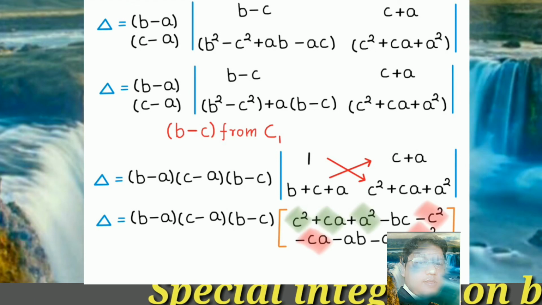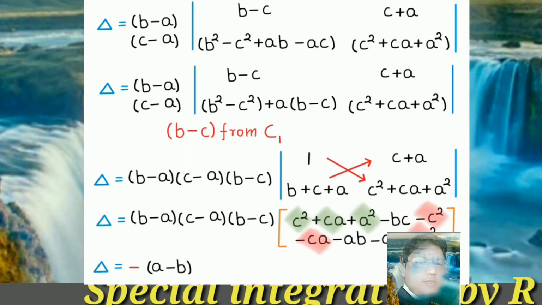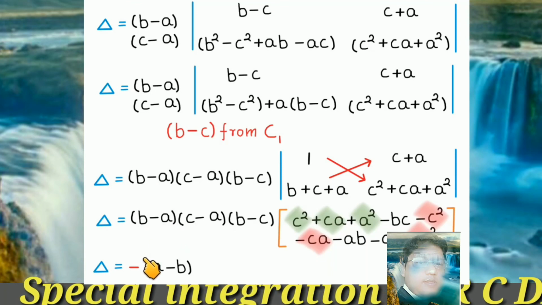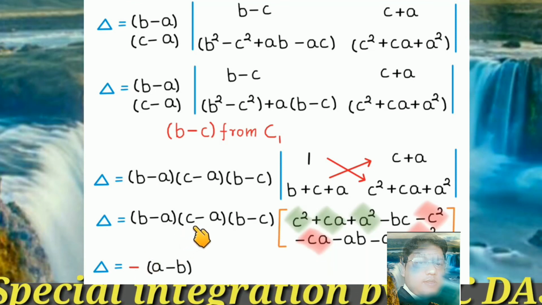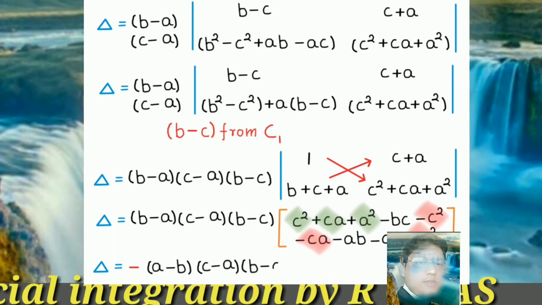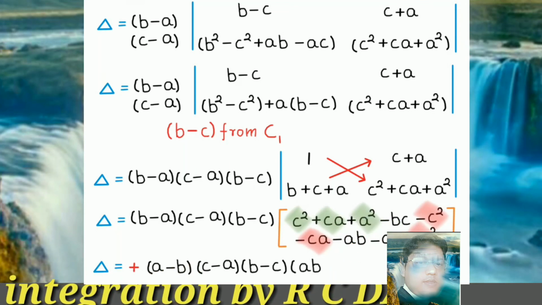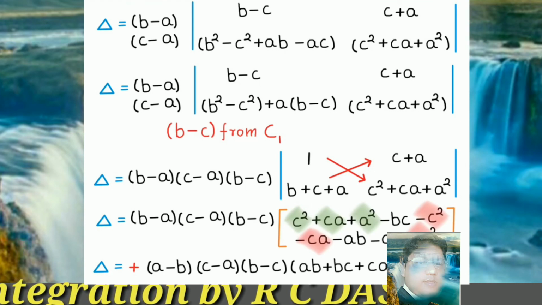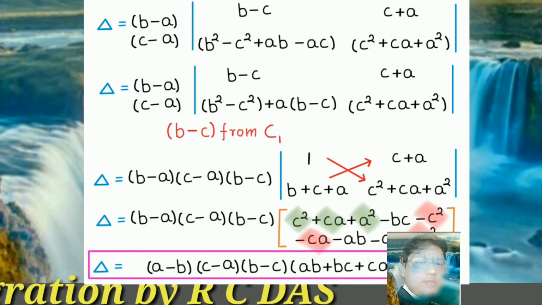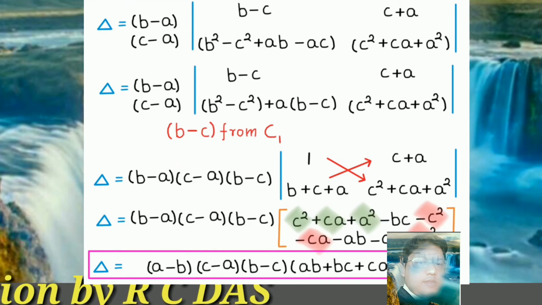Now I have to expand, or I have to calculate, or I have to take the minus common. If I take the minus common from b minus a, then I get a minus b, and the remaining portions I have to write as it is, c minus a and b minus c. From this side I also take the common minus, then minus and minus become plus, and the remaining portions I have to write as it is. So my students, the question is proved. So I have to prove the right side.